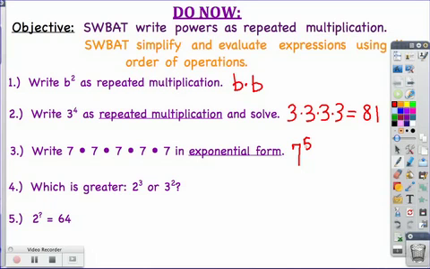Number 4. Which is greater, 2 to the 3rd or 3 squared? Since 2 to the 3rd is 2 times 2 times 2, or 8, and 3 squared is 3 times 3, or 9, 3 squared is greater. And number 5, 2 to the 6th power equals 64.